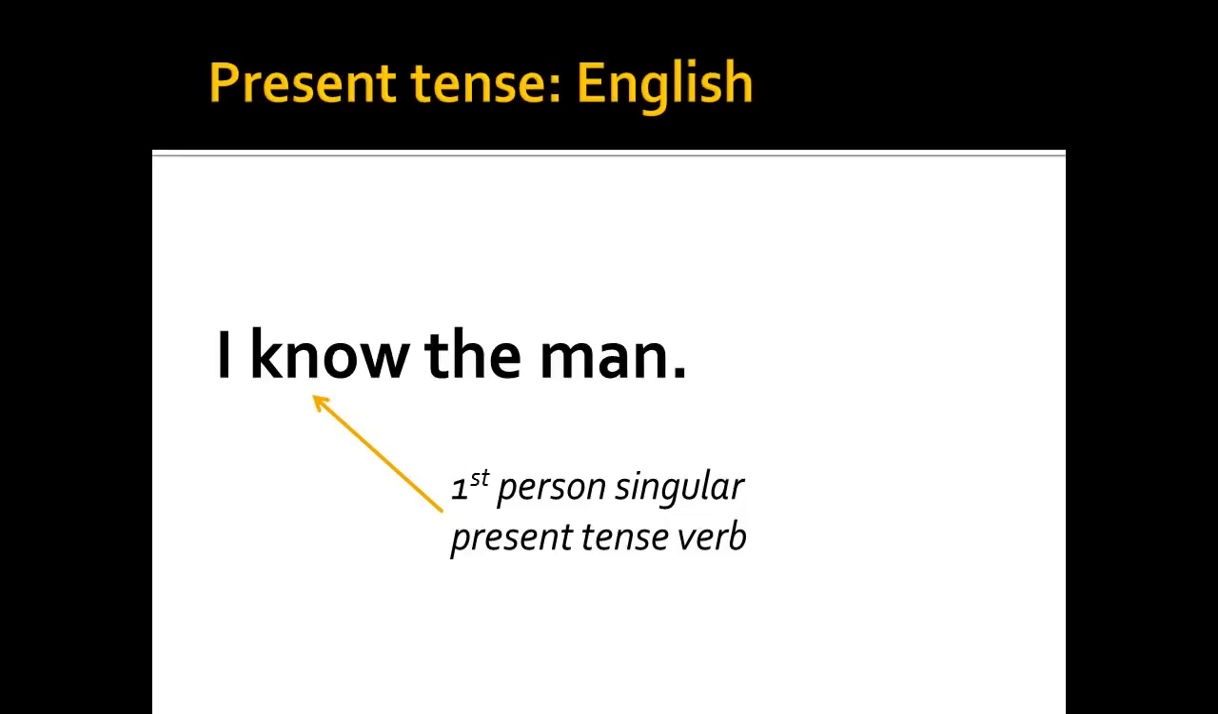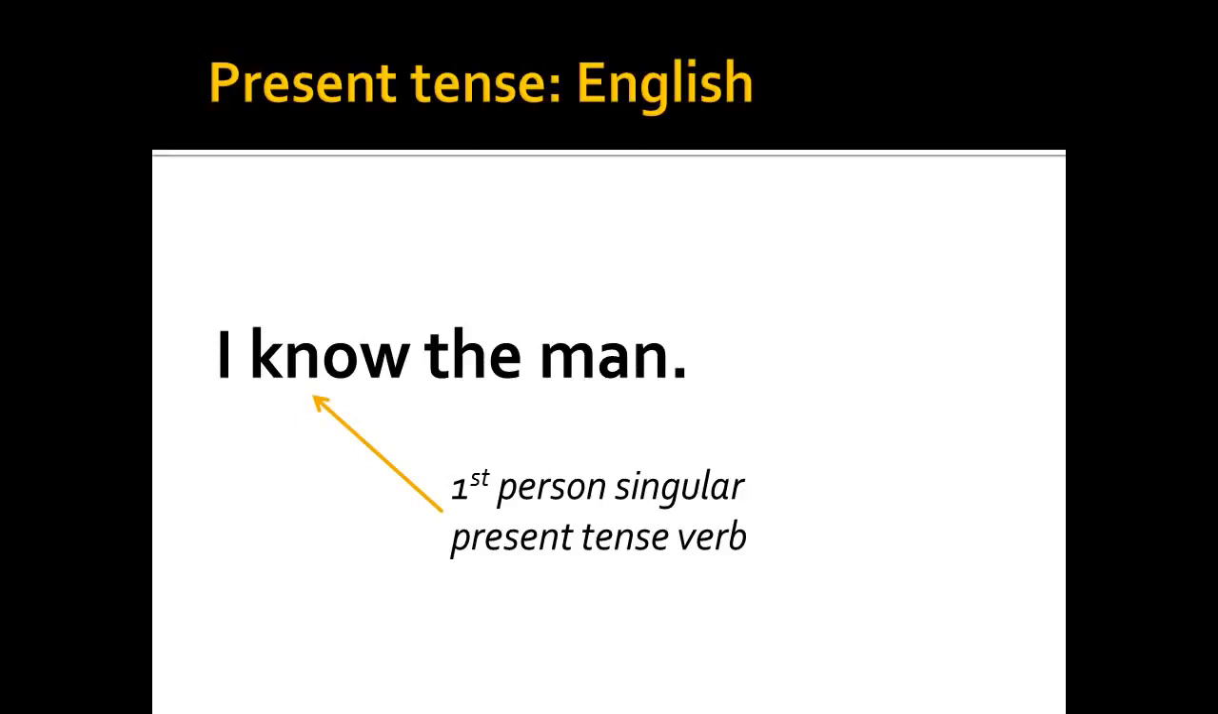So the sentence you see on the screen, I know the man, is in the present tense. It reports on an action that's happening right now, in the present moment. I know the man. The subject, I, first person singular personal pronoun, agrees with the verb, first person singular present tense verb. I know the man.